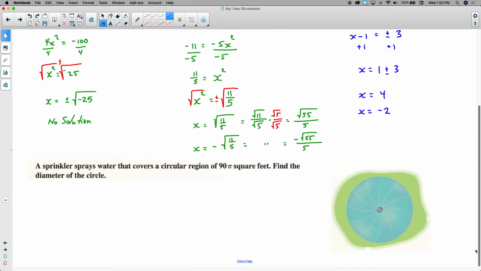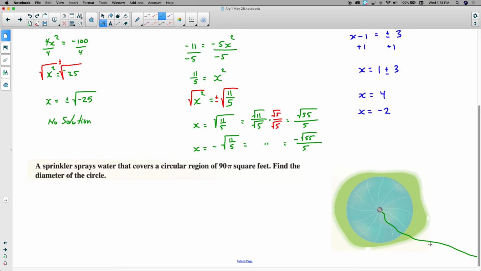Before I leave this section, let's do a word problem here about a sprinkler. What's going on with this? A sprinkler sprays water that covers a circular region. So this is where the sprinkler is. Maybe this is the hose, running over to the house, and it's twirling around, throwing water. Maybe it's going this way, because then we get these little patterns of water landing. So it's twirling around like this, and it's covering some surface area.